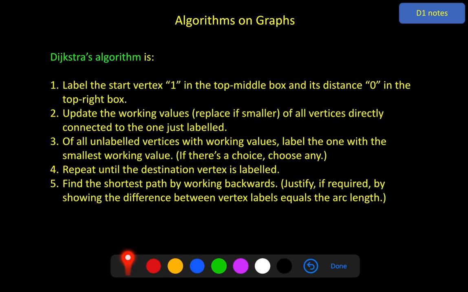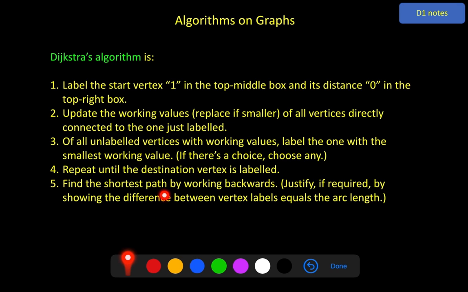labeled. Then you look at all the unlabeled vertices that do have working values, and you label the one with the smallest working value, i.e. you're fixing its distance. If there's a choice, choose either one. Then you repeat until you get to your final destination vertex, and it is labeled. So not just working values, it also needs to be labeled. This will make more sense as we go into an example. That will be the finished process.